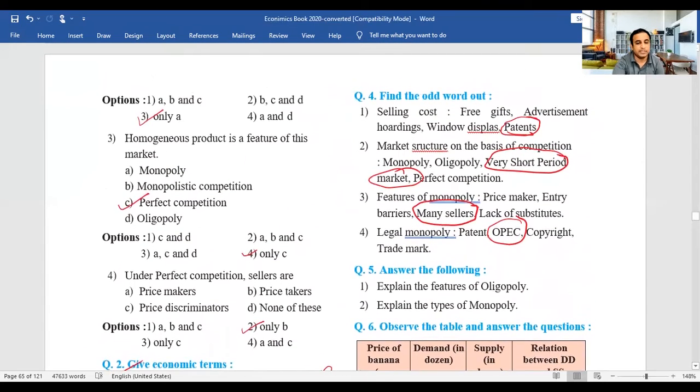Find the odd word out. Selling cost, free gift, advertisement, hoarding, window display, patent. Patent is odd because patent is not a selling cost. Market structure on the basis of competition: monopoly, oligopoly, very short period market, perfect competition. Features of monopoly: price maker, entry barrier, many sellers, lack of substitutes.